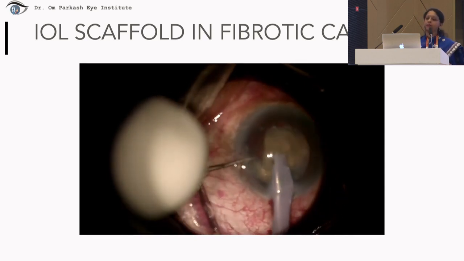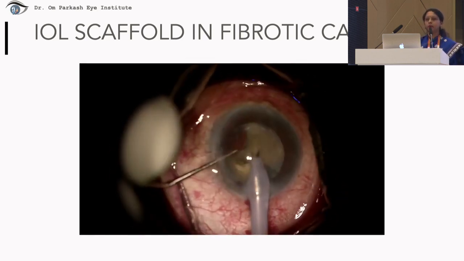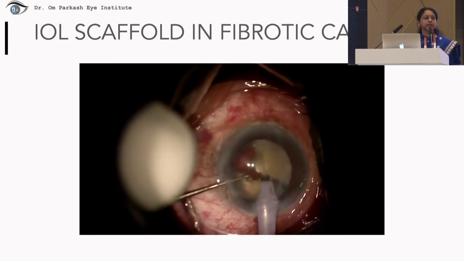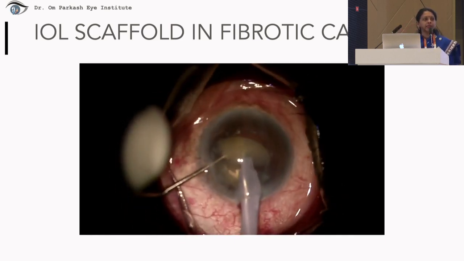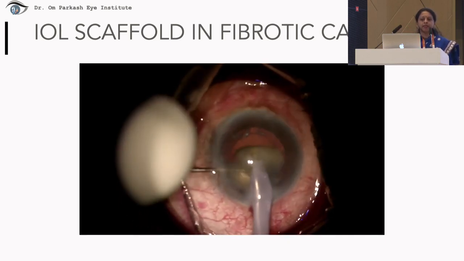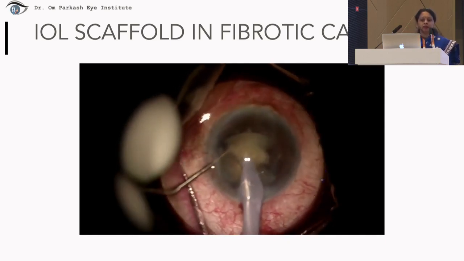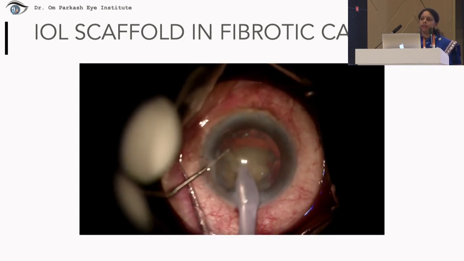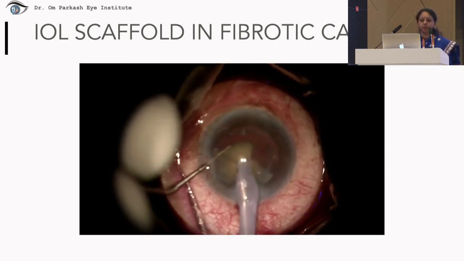The chamber has been stable throughout at this IOP setting. At a higher IOP setting, what happens is the chamber deepens and the nuclear fragments are pushed posteriorly. But this doesn't happen when we use an IOP of about 20 to 22 millimeters of mercury.